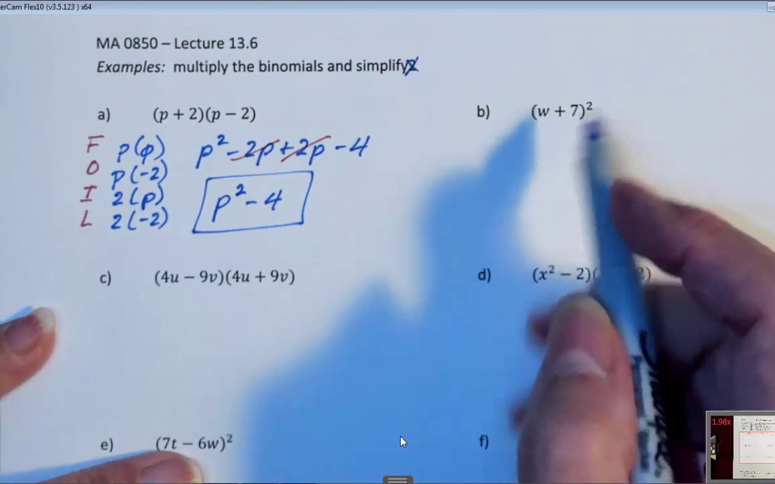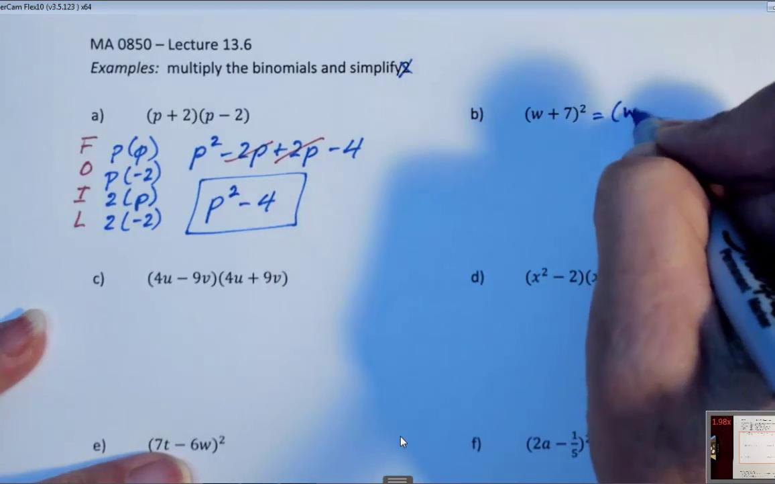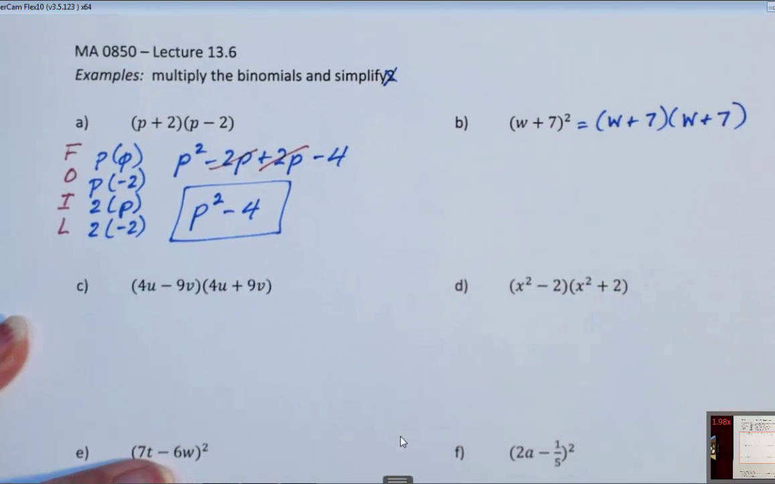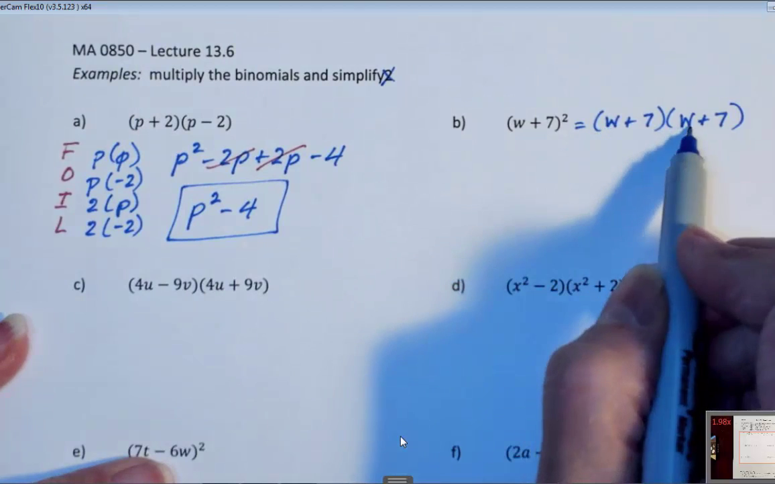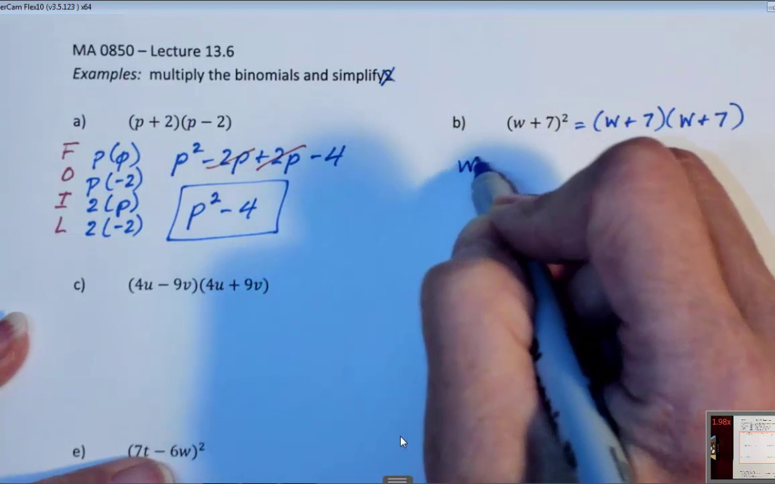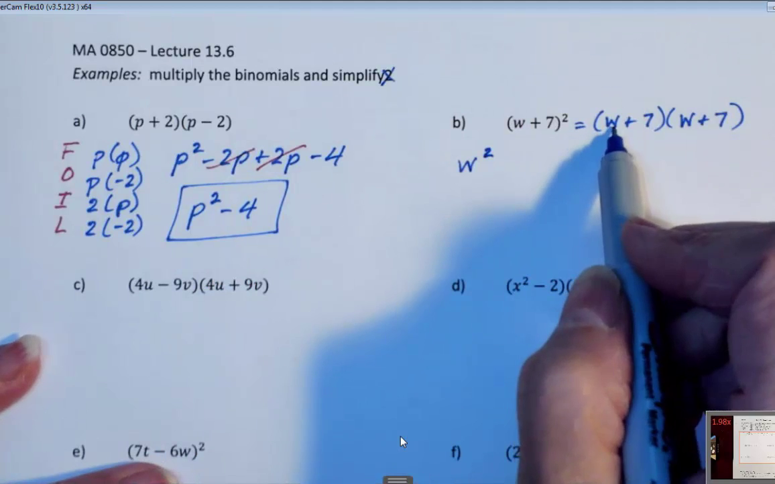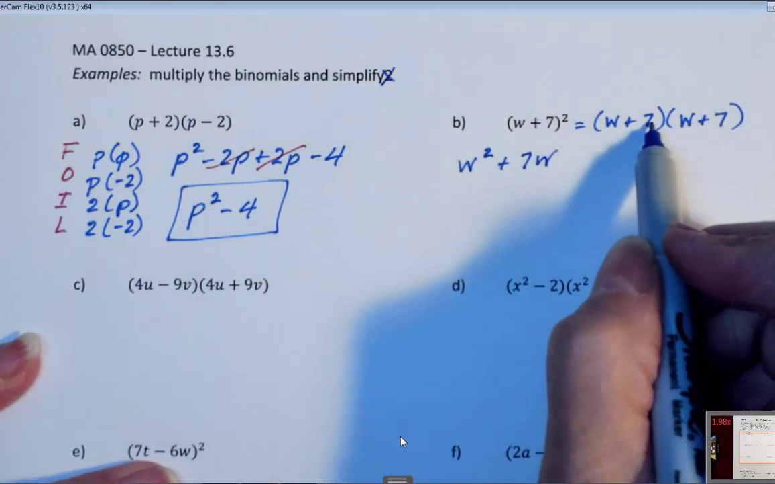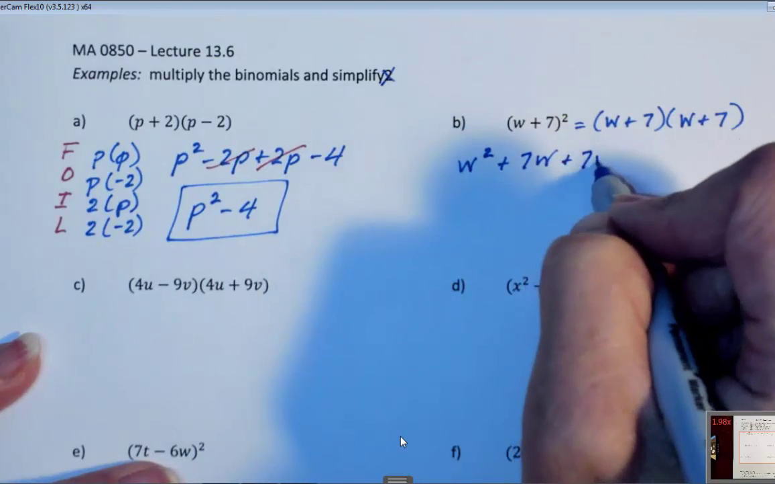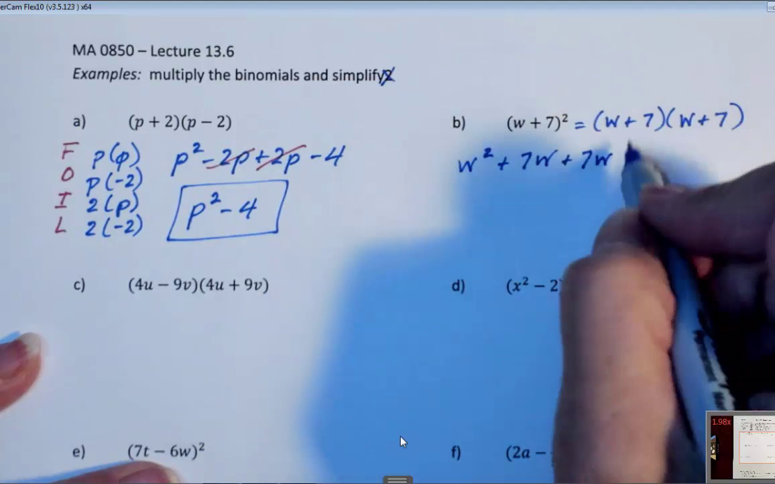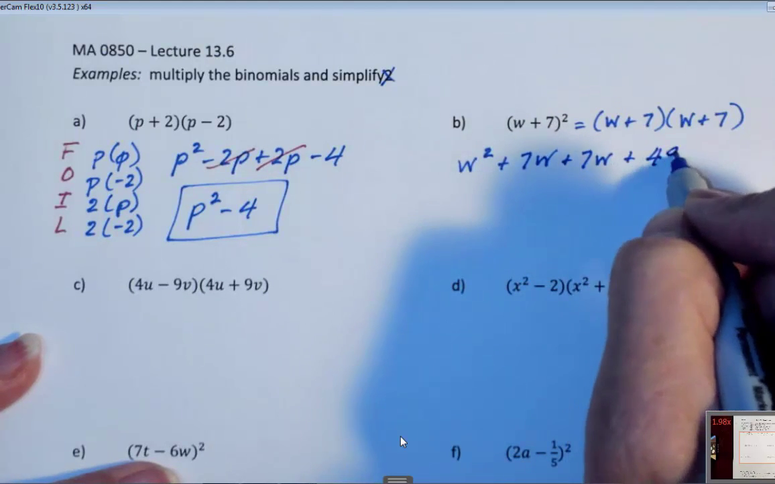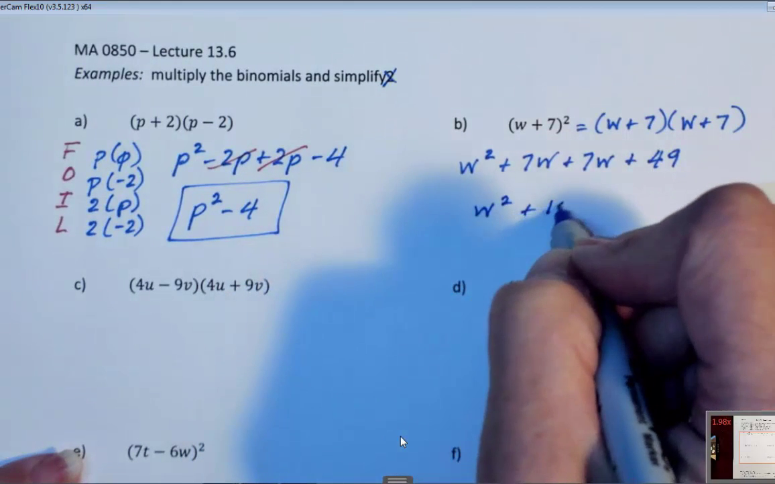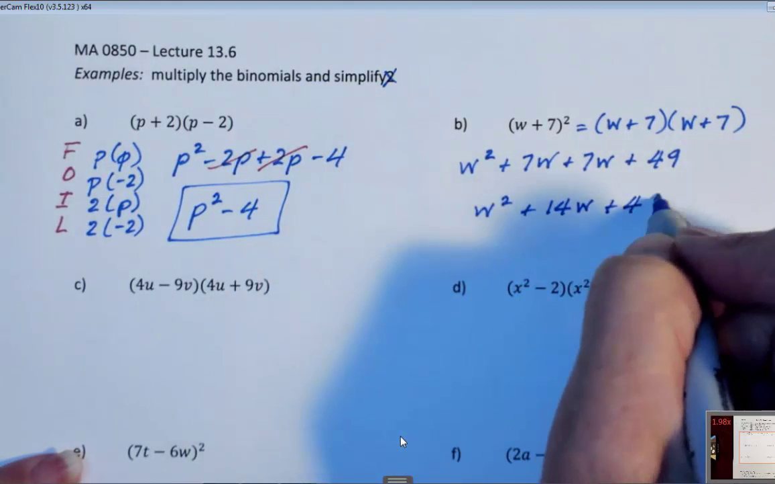This is the square of a binomial. Expand it out. W plus 7 times w plus 7. Using FOIL, w times w, first terms, w squared. Outer terms, w times 7. That's a 7w. Inner terms, 7 times w. 7 times 7 is your last terms. 7 times 7 is 49. Combine like terms, w squared plus 14w plus 49.